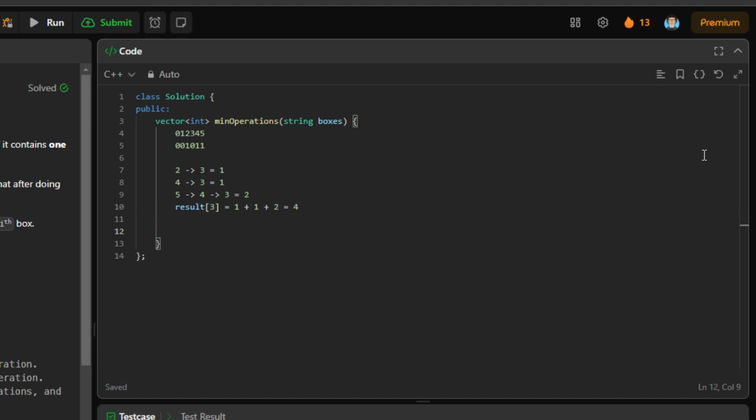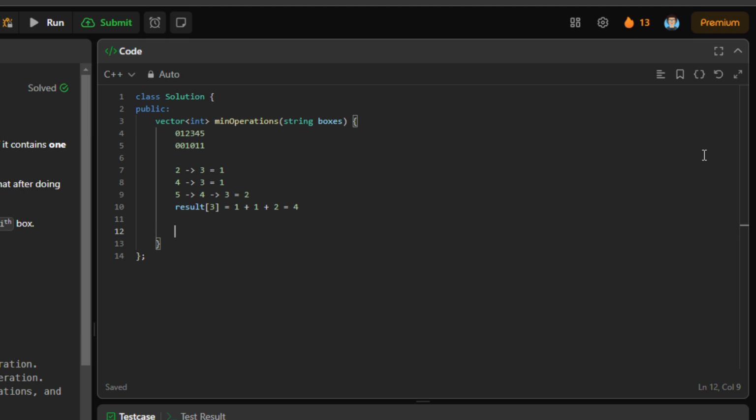Now we have calculated this for position 3. You need to calculate it for all the positions. The size of this string is n and it can be at most 2000. So an O of n square solution will work, but we are going to solve it in O of n time.